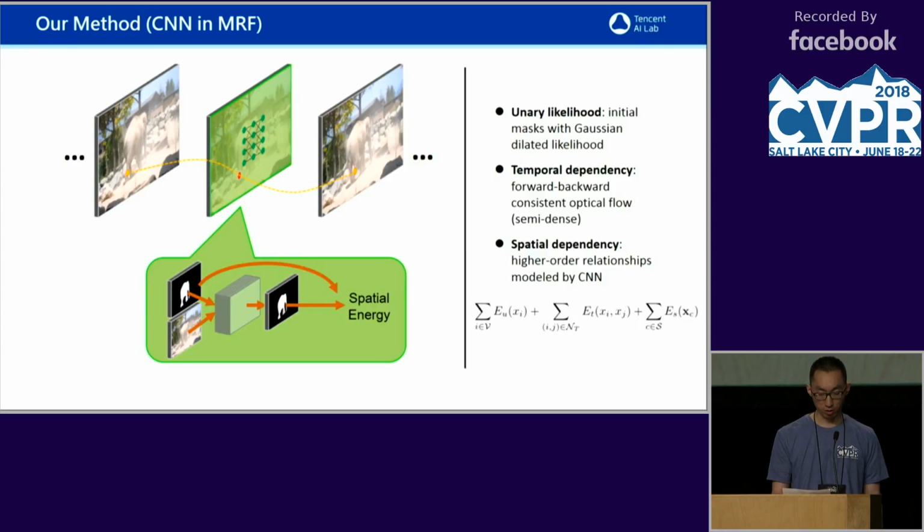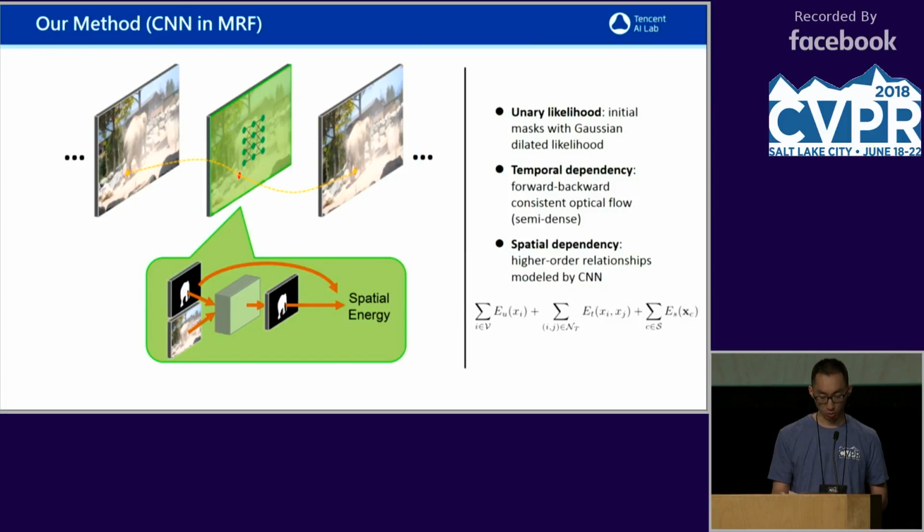However, the ground truth mask is unavailable. Fortunately, we can use a MaskTrack-style CNN to approximate the ground truth mask and compute the spatial energy as the distance between the mask and the ground truth mask proxy generated by the CNN. Notice that the inference in the resulting MRF model is very difficult due to the involved CNN term.